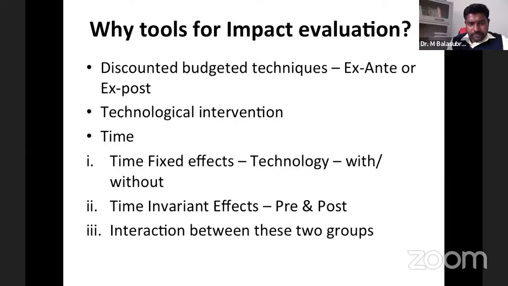In this time factor, the time fixed effects model taking some qualitative factors and outcomes, which we take as our objective, will be very useful. And time invariant effects will be the before or after, pre and post time period, and how to evaluate them so that we can assess. The interaction between these two groups, the time fixed effects and time non-fixed effects, will be assessed through this model.